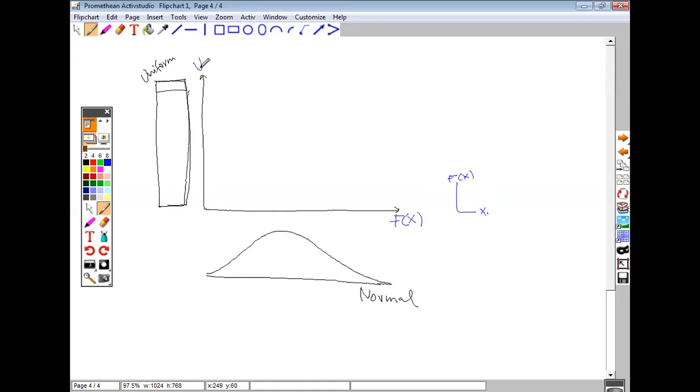And what is my f of x of f of x? Uniform, because we just saw that my f of x follows uniform distribution, right? So this uniform is nothing but the CDF of f of x. So remember how we draw CDFs? We draw it something like this, right?